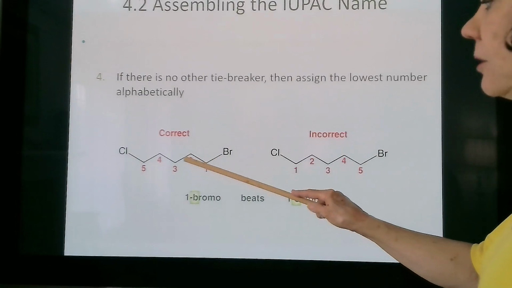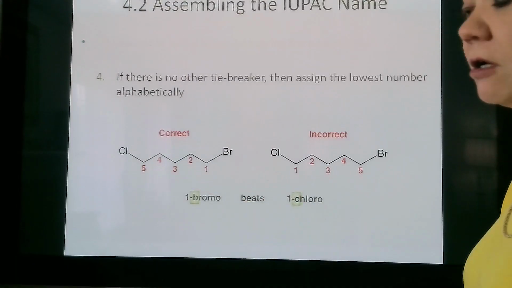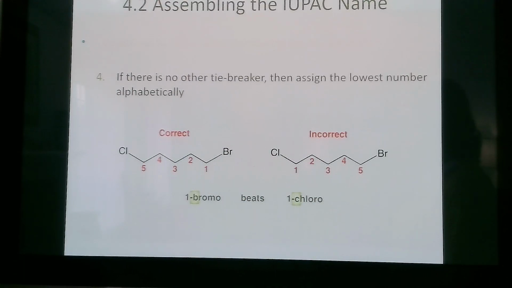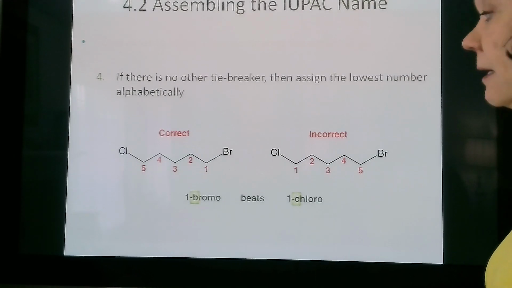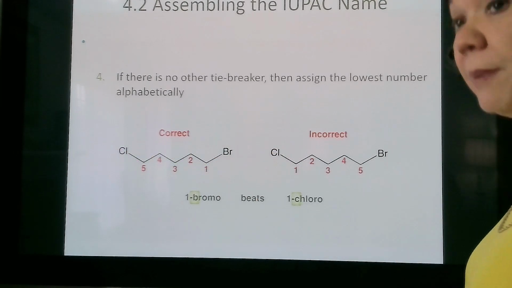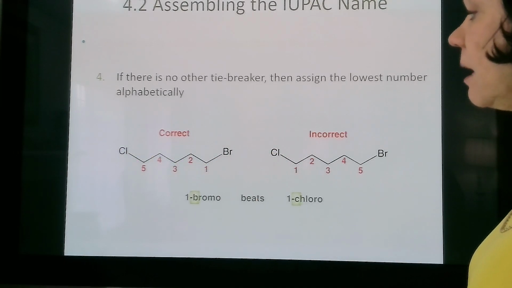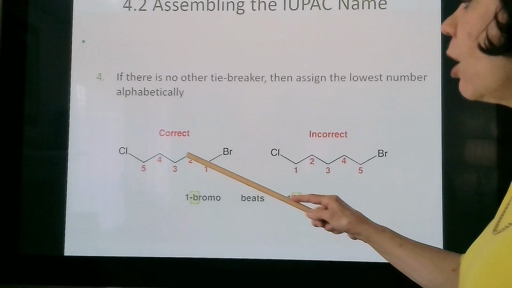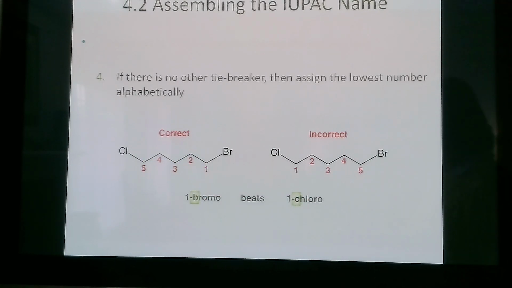You can see this is a pentane. 1, 2, 3, 4, 5. So you know straight off this is going to be something, something, something, pentane. You look at your substituents, it's going to be a bromo, chloro, pentane. Then you can find the numbering. You know this is going to be a 1-bromo, 5-chloro, pentane.